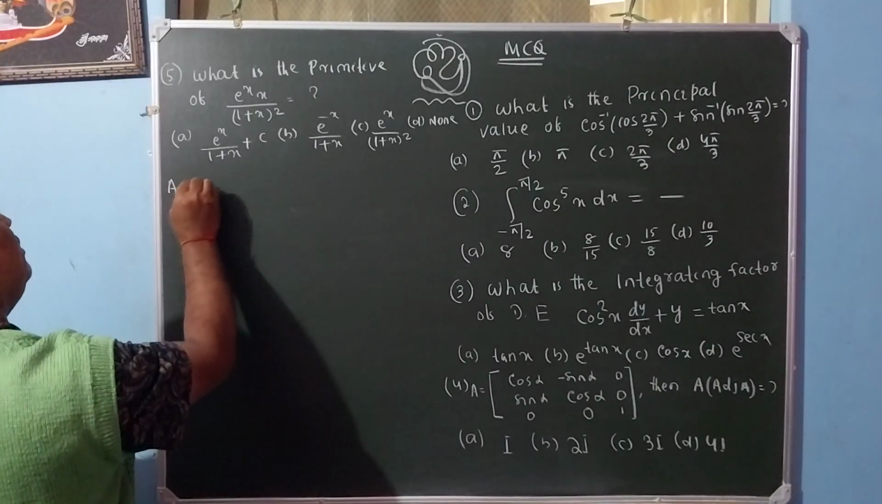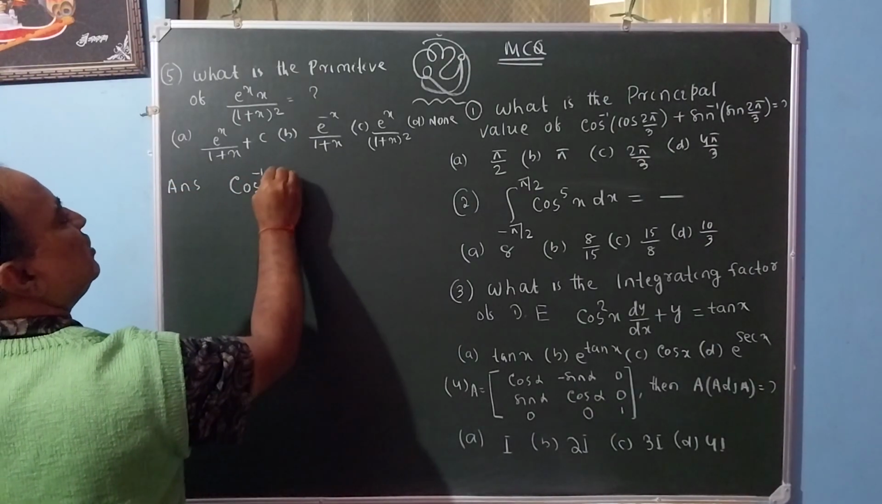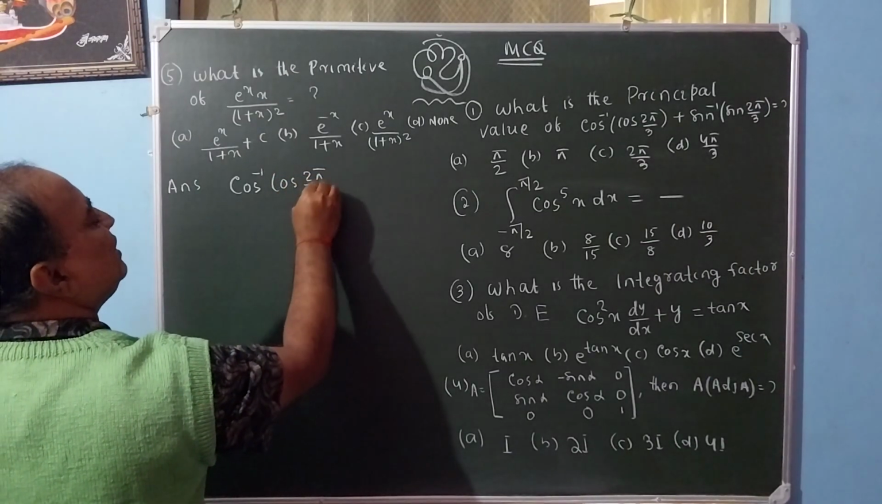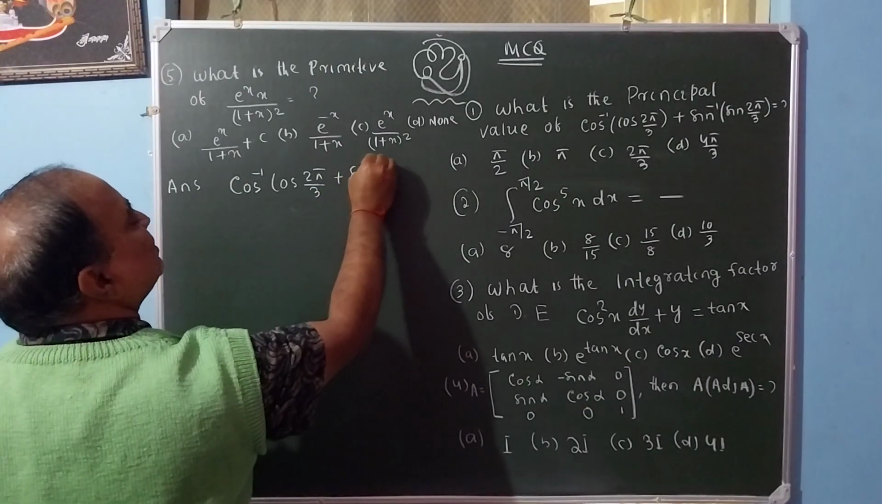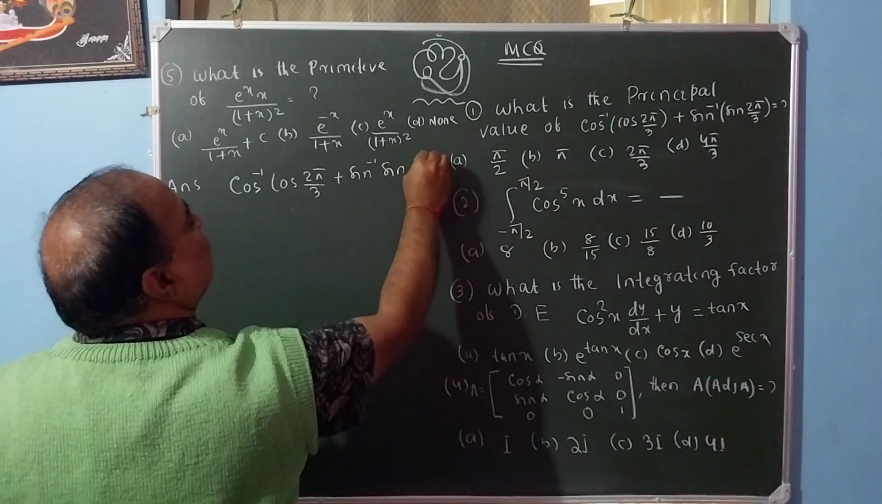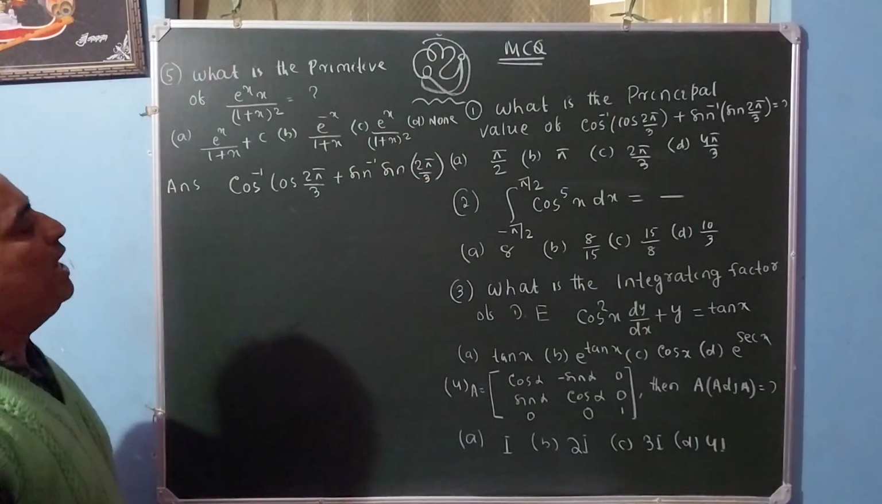Question number 1. Cos inverse cos 2 pi by 3. Here it is sin inverse sin 2 pi by 3. What is the principal value?